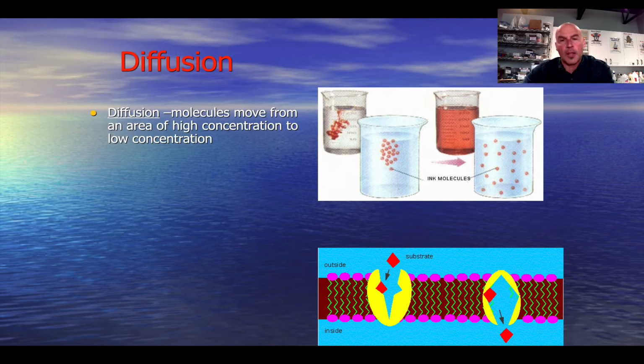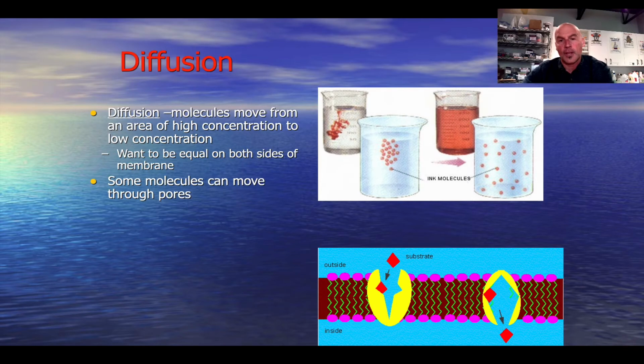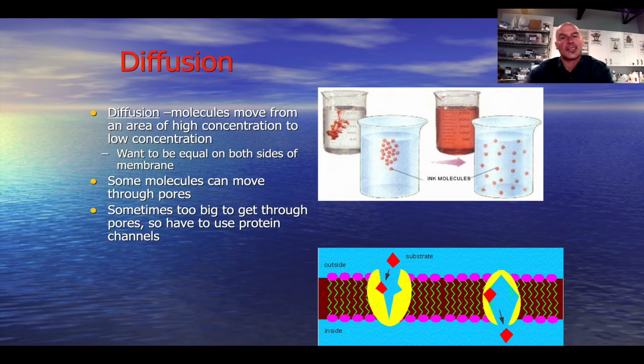So diffusion is when molecules move from an area of high concentration to an area of lower concentration. They want to be equal on both sides of the membrane. So the thing is, some molecules can move through pores, and some are too big to get through the pores, so they have to use protein channels. This is called facilitated diffusion.